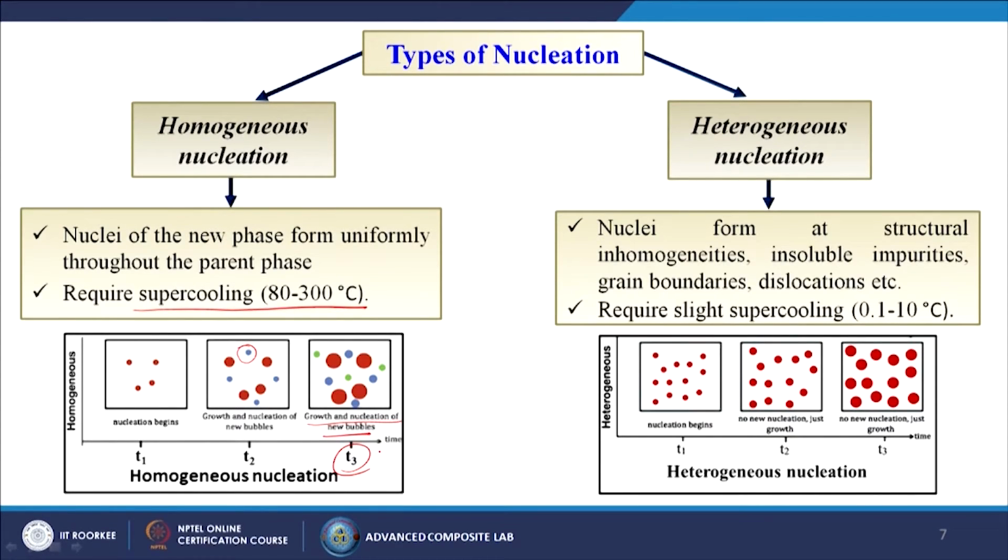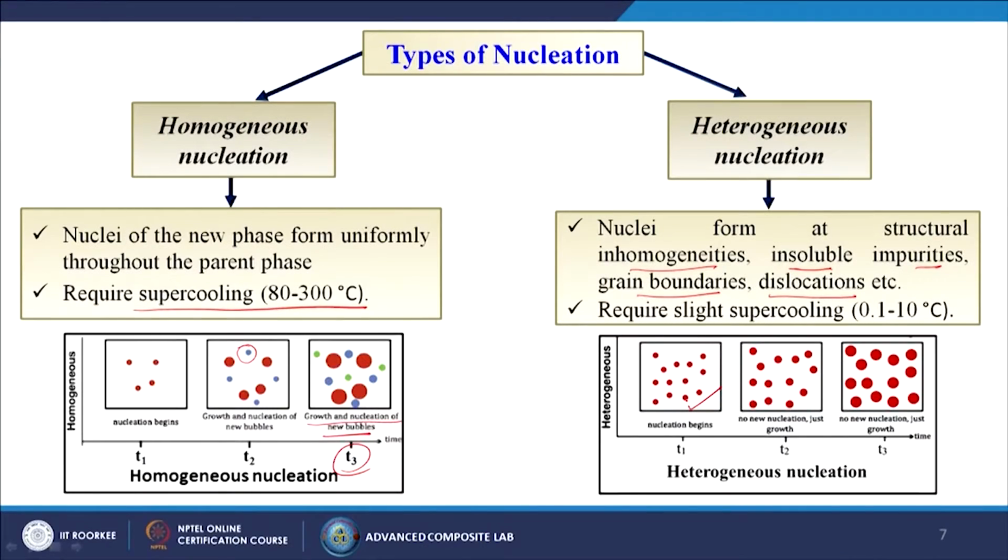When we are talking about heterogeneous nucleation, heterogeneous means nuclei form at structural inhomogeneities, insoluble impurities, grain boundaries and dislocations, and it requires slight supercooling, 0.1 to 10 degrees centigrade. So, in this particular case, nucleation has started, and no new nucleation will be there in future. Only the growth of the existing nuclei will be taking place. So, no new nucleations, just growth is taking place, and at the higher time also the same thing is happening.